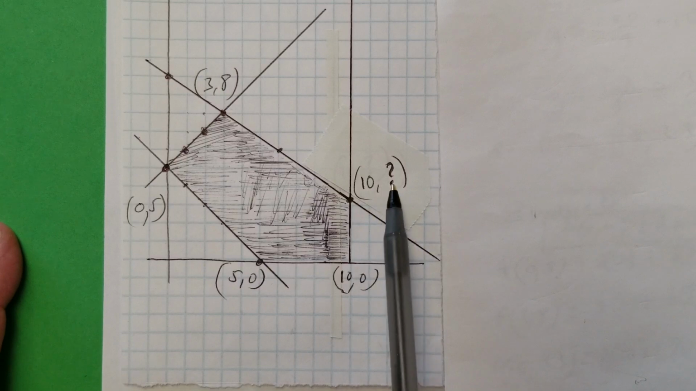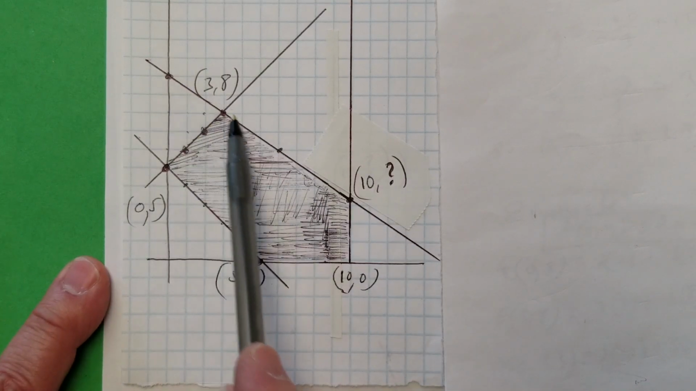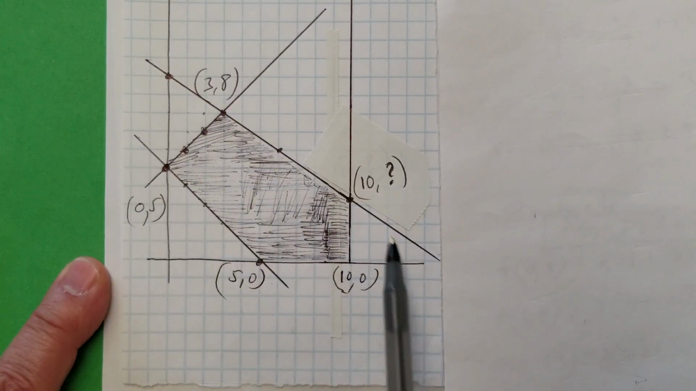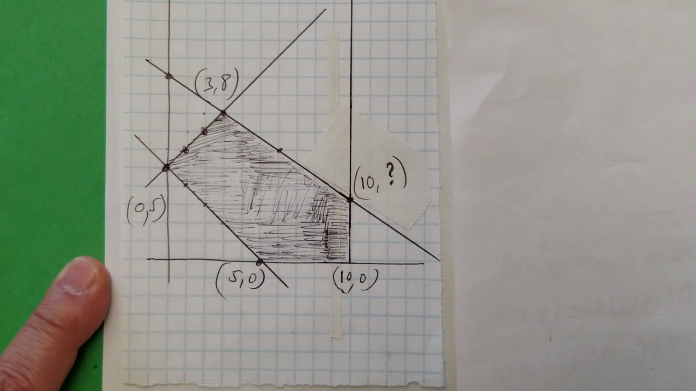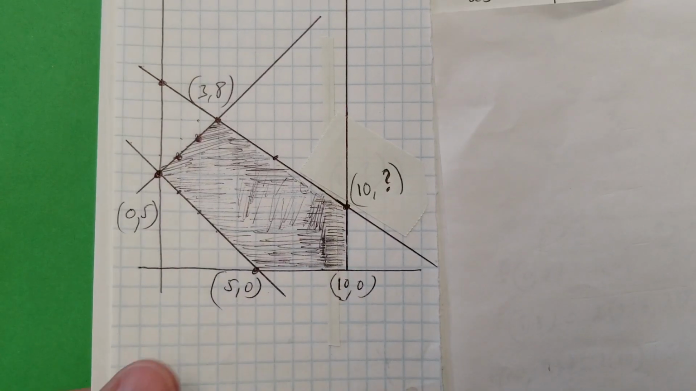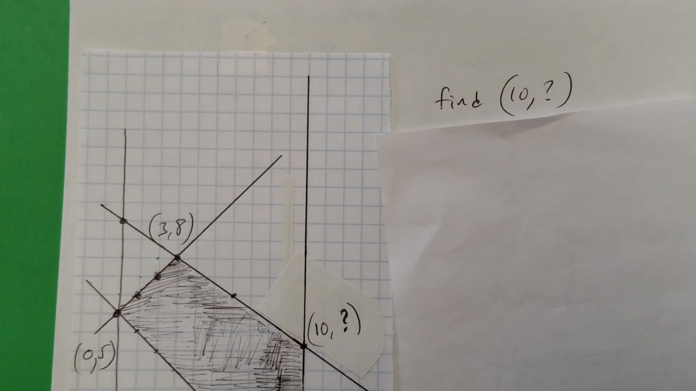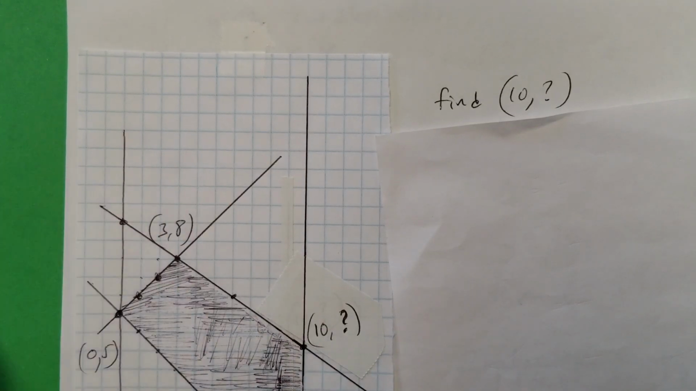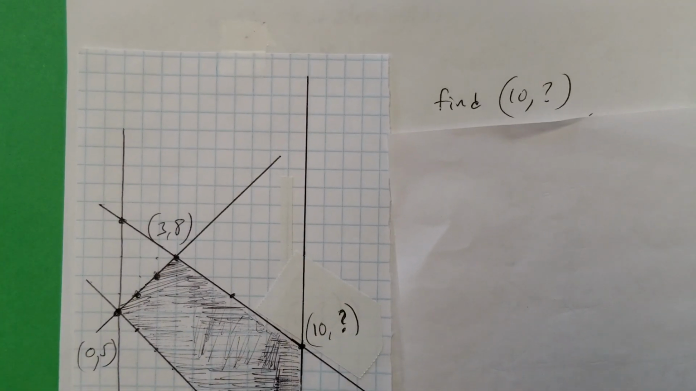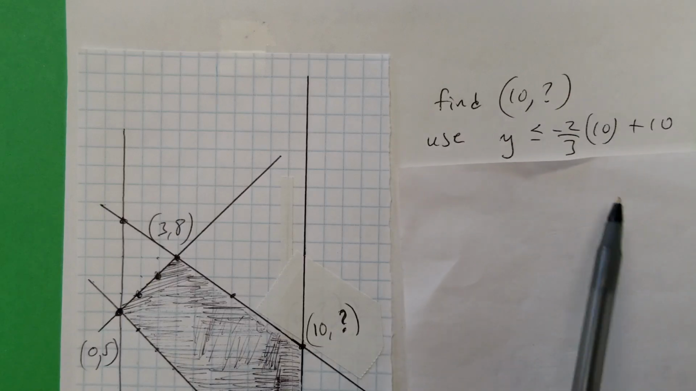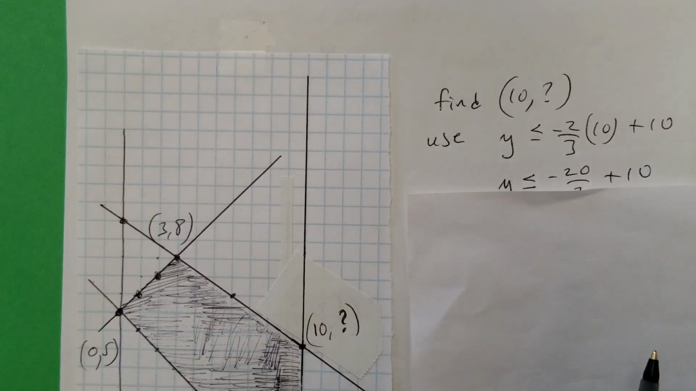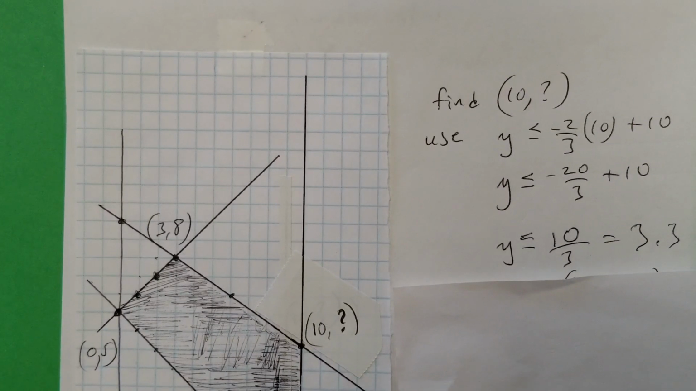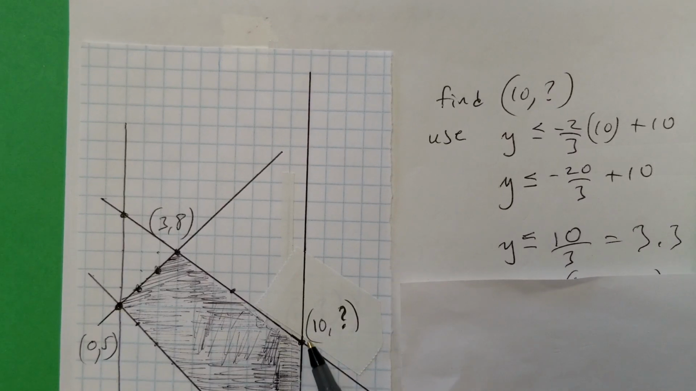Let's plug in this x and see what y it gives us. So we go back to this line and plug into 10 and see what it gives us. So that's what I did first. I'm looking for that coordinate. So before I start plugging in the corners, I need to find out what that corner is. 10 what? Well, I'm going to plug in the 10 into the equation that gave me the line. Plug in the 10, and what do I get? 3.3. So this corner is 10, comma, 3.3.